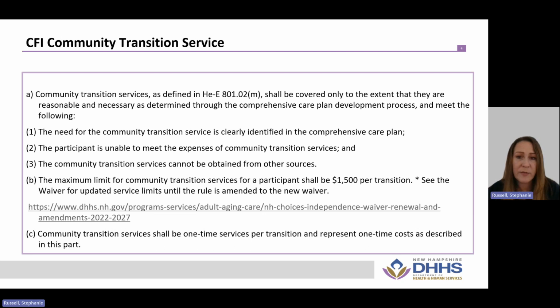Under the Appendix K for the public health emergency, the cap in the old waiver of $1,500 still in rule was temporarily lifted to $2,500. In the new CFI waiver that went into effect July 1st, 2022, the service limit is now $3,000, and this cap can be exceeded. Services must be prior authorized by DHHS and are limited to $3,000 per person per transition. This limit is independent of other service limits, and the payment of a security deposit is not considered rent.